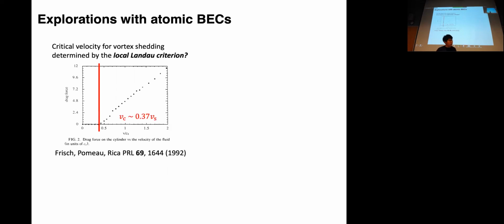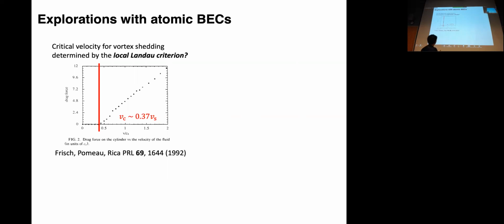But with considerations of the compressibility of the superfluid, the numerical simulations of the Gross-Pitaevskii equation say that for sufficiently large obstacles, the critical velocity for vortex shedding should be about 37% of the speed of sound, which is the Landau critical velocity for Bose-Einstein condensates.